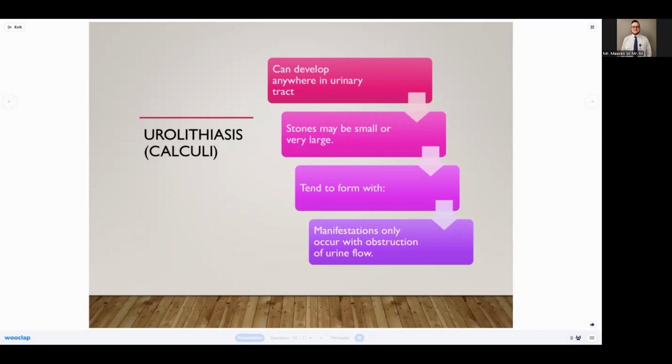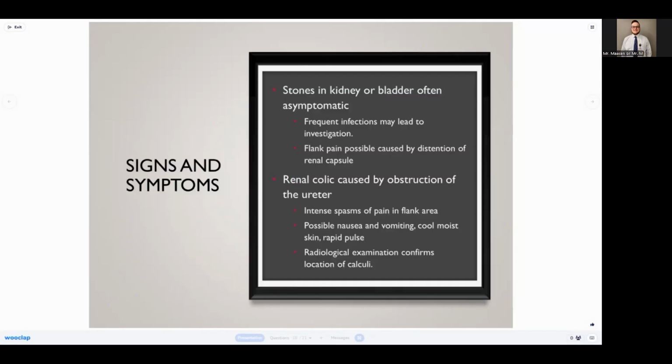The manifestations, the signs and symptoms, are usually related to obstruction of flow and pain. There may be stones in the kidney or bladder. They could be asymptomatic and relate to frequent infections, which can go hand in hand with this. But most of the time for kidney stones, it's going to be flank pain, that lateral lower abdominal, back to stomach flank pain, as distension of the renal capsule happens.